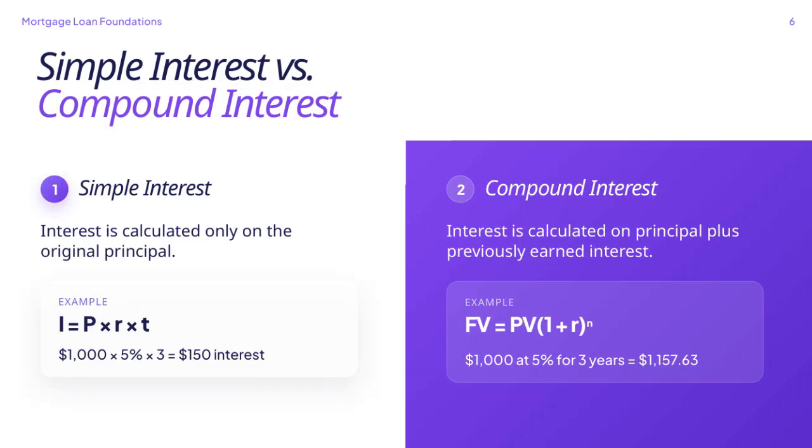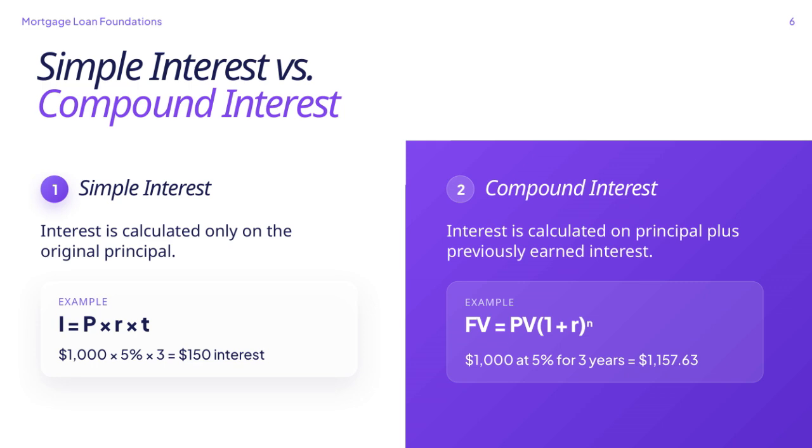Here, we're looking at two fundamental types of interest: simple interest and compound interest. Simple interest is straightforward. It's calculated only on the original principal amount. For example, if you invest $1,000 at a 5% interest rate for 3 years, you would earn $150 in interest. The formula for this is I equals P times R times T, where I is interest, P is principal, R is the rate, and T is time.